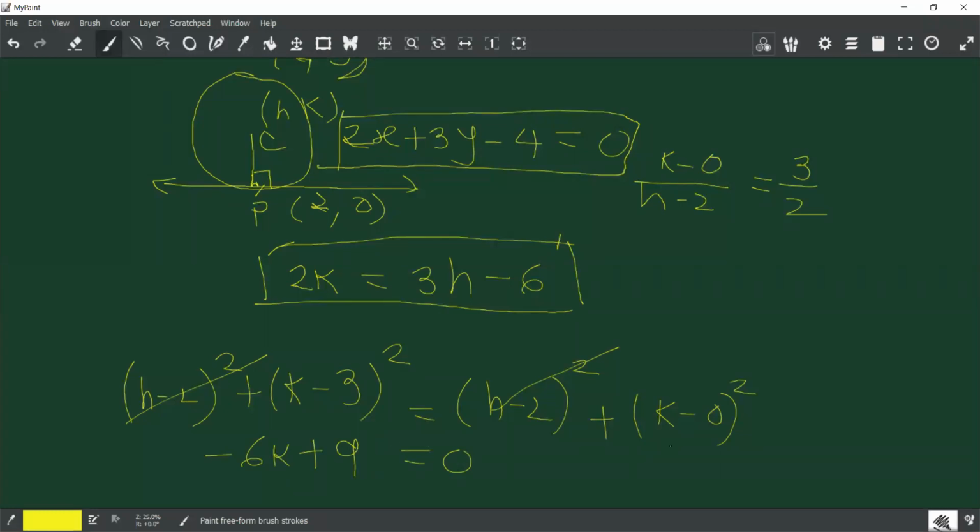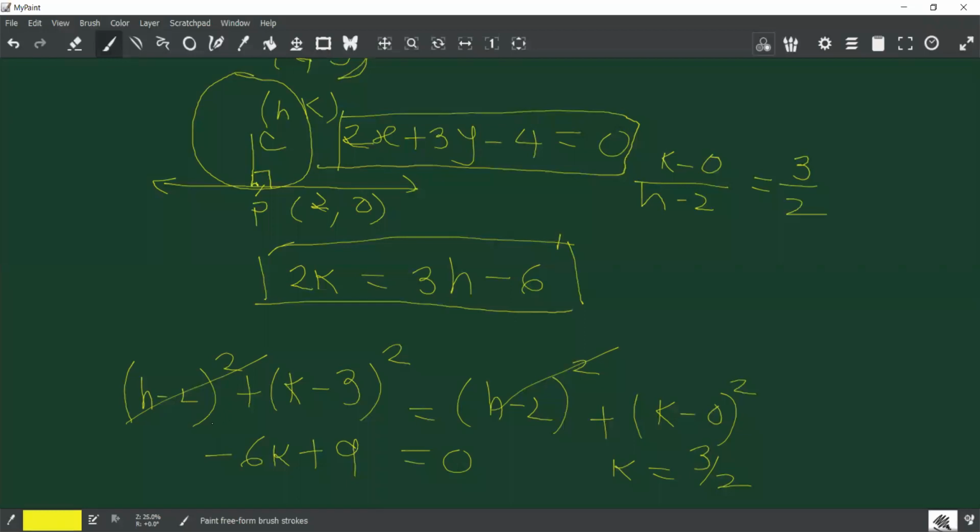Right? So k came out as 3 by 2. Now 2, 0 is the point where the line is touching the circle. This line is touching the circle at 2, 0, and the point on the circle is 2, 3. Getting it? So the distance of (h, k) from 2, 0 is the same as the distance of (h, k) from 2, 3. That is what I did here, and I got the value of k as 3 by 2.